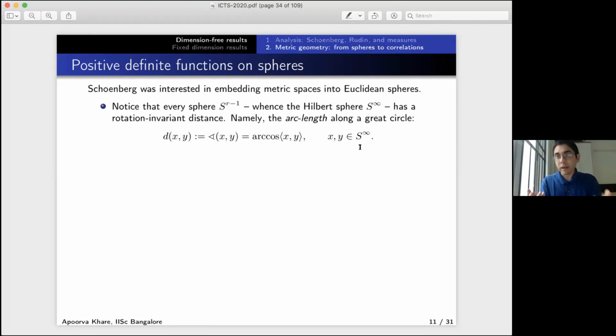And now x, y are points on this great circle. Therefore, now the distance is very clear. It's just the angle between them, the smaller of the 2 angles between them. Or in other words, the arc cosine of the inner product. Right? That's the definition of the angle by Cauchy-Schwarz.